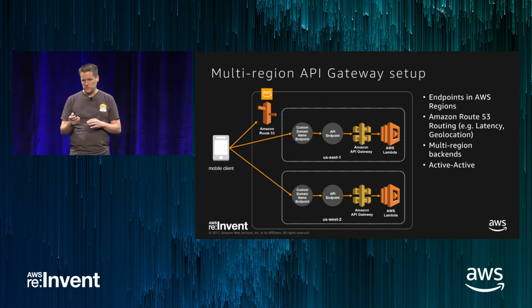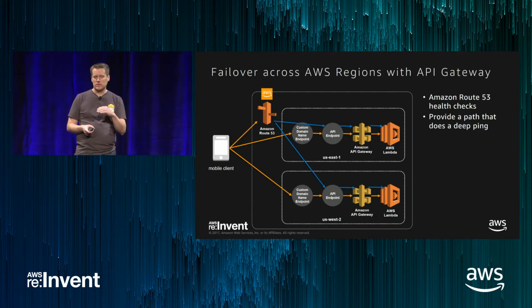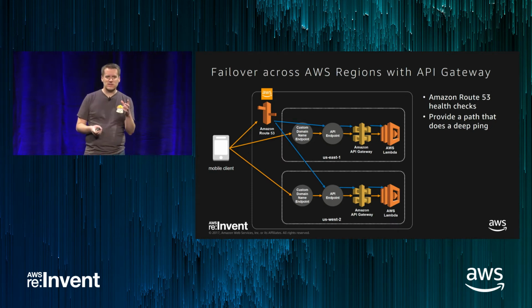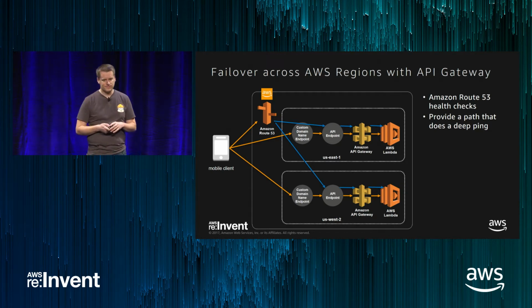One thing we still need to do, though, to really make the failover work is we do need to implement health checks. So there's health checks in Route 53. We need to provide paths for each endpoint that the health checks can call to see if things are really doing well. And we recommend specific paths for the health checks that can do a deep ping, checking for all the components that are required to make this API work and make sure that they all are healthy.